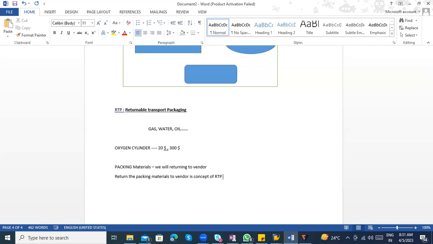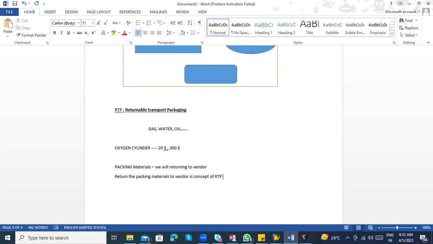There are so many packages that we can reuse. Packages are reused, and moreover it is too expensive. The vendor also expects it to be returned as soon as possible, because they refill and resell it. We don't repay for the oxygen cylinder; we just pay for the oxygen the second time around.